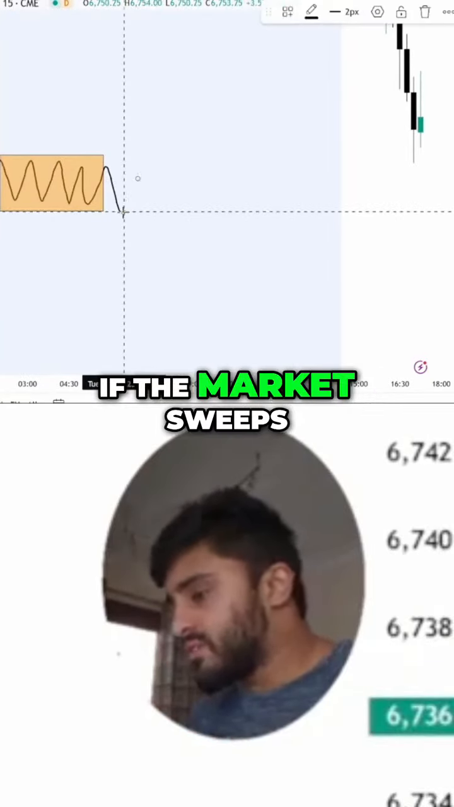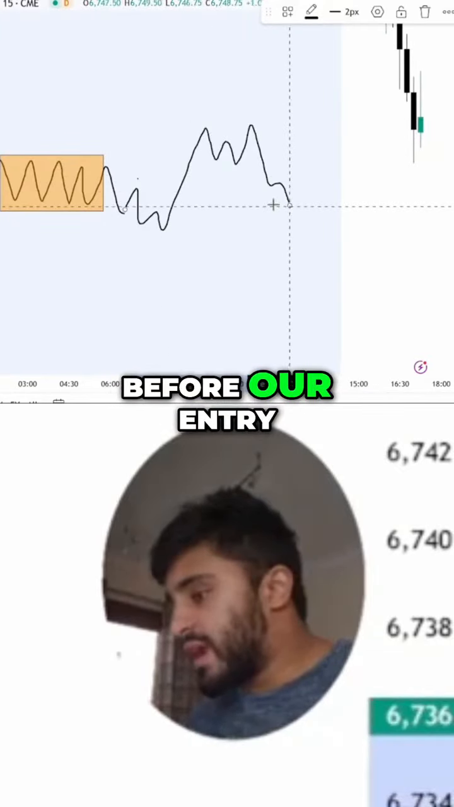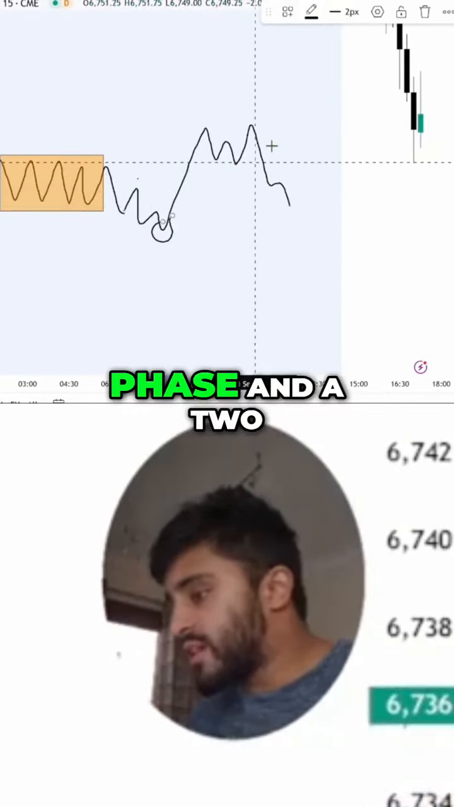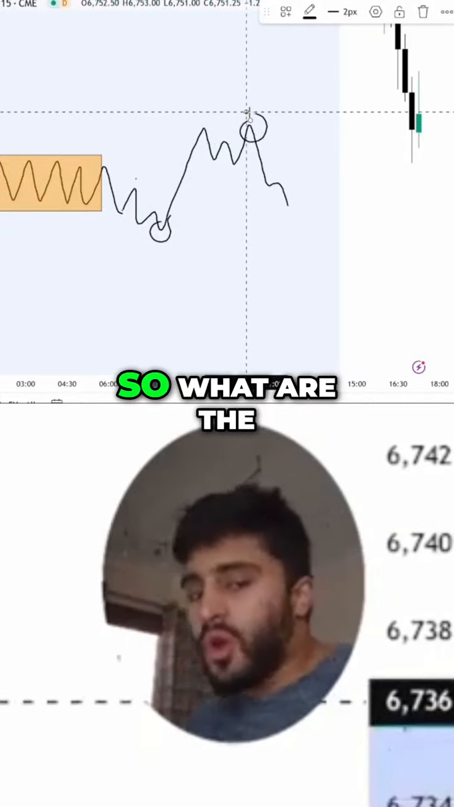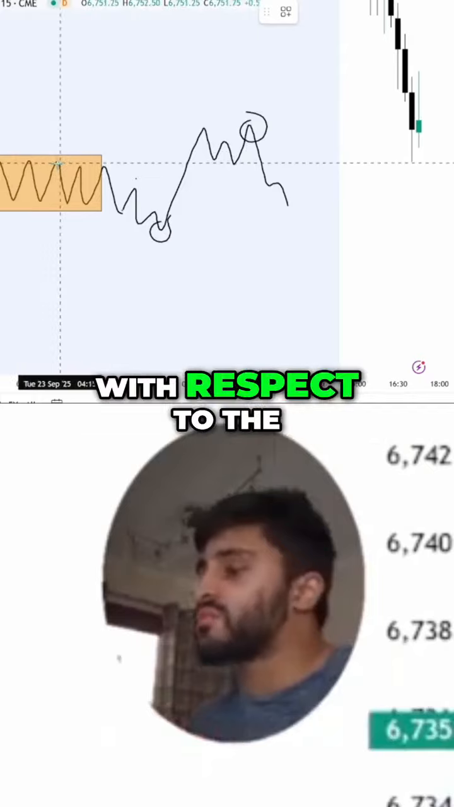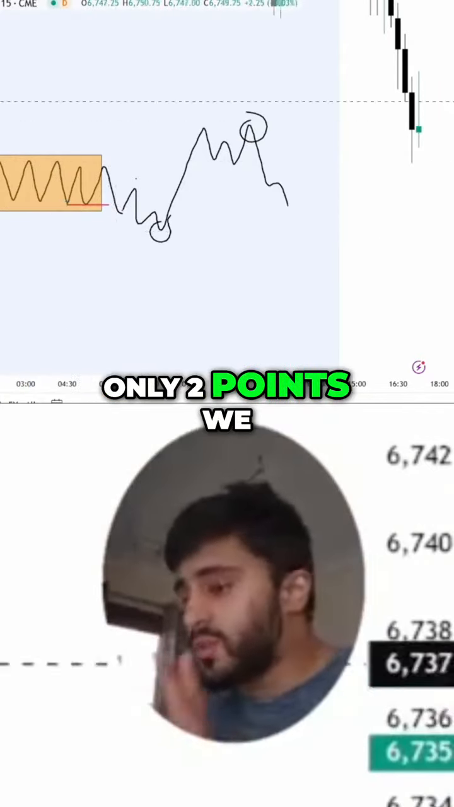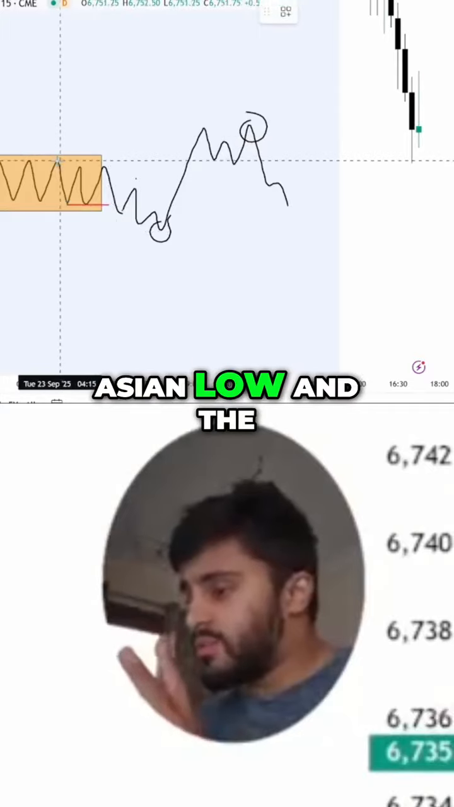If the market sweeps the Asian low and the Asian high before our entry, this is a two-phase manipulation. So what are the phases of manipulation? When we're looking at a two-phase manipulation with respect to the Asian range, the Asian range has only 2 points we are interested in, the Asian low and the Asian high.